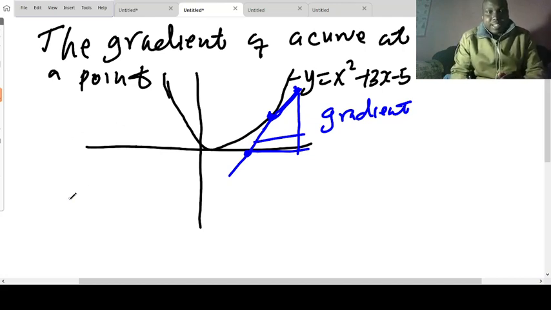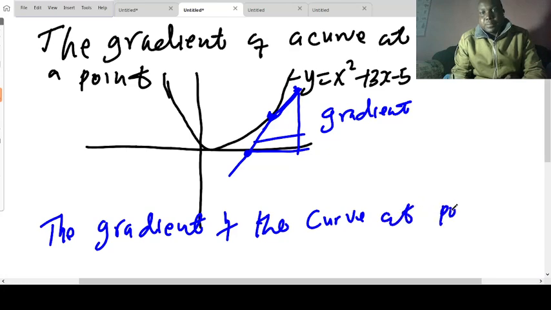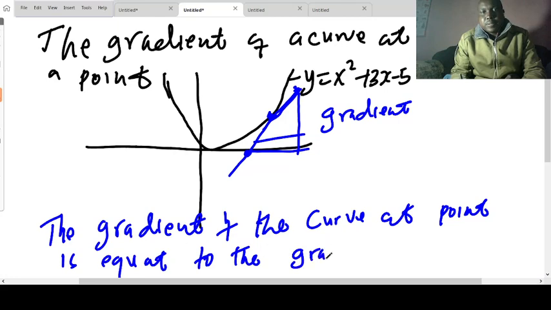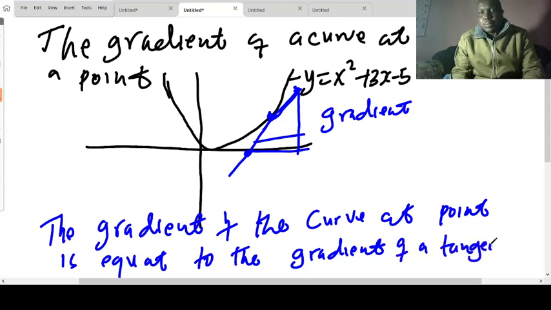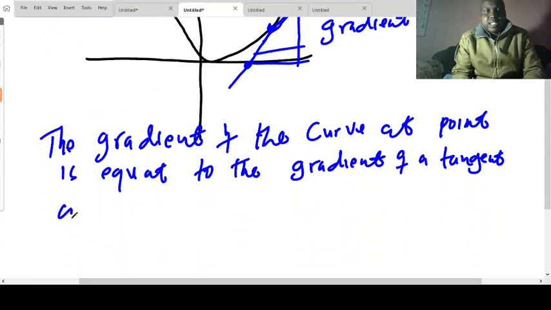So the gradient of the curve at a point is equal to the gradient of the tangent at that point on the curve.